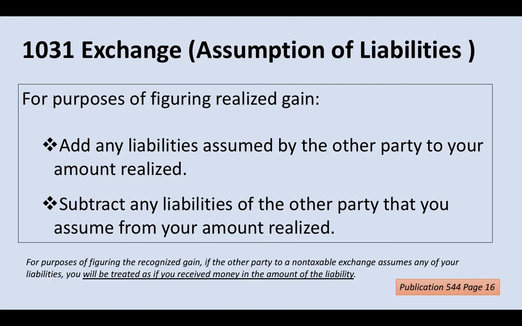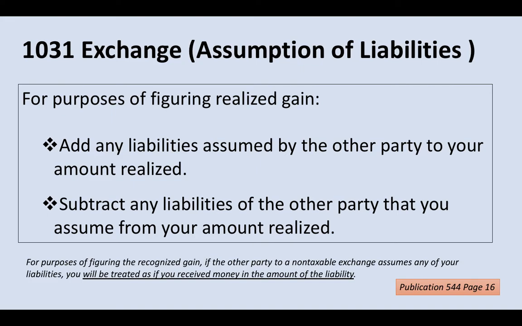So any liability assumed by the other party will increase your amount realized, right? Then subtract any liability of the other party you assumed from the amount realized. So if you assume a mortgage of the other party, it will reduce your realized gain. At the bottom it says, for the purpose of figuring the recognized gain. Recognized gain is a taxable gain.